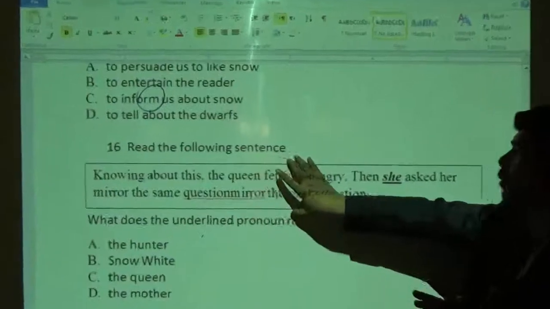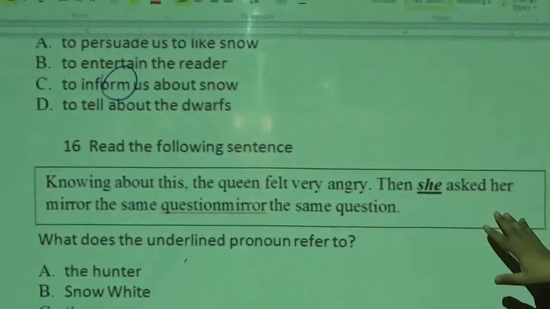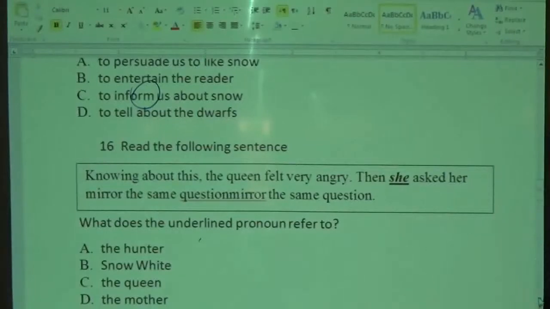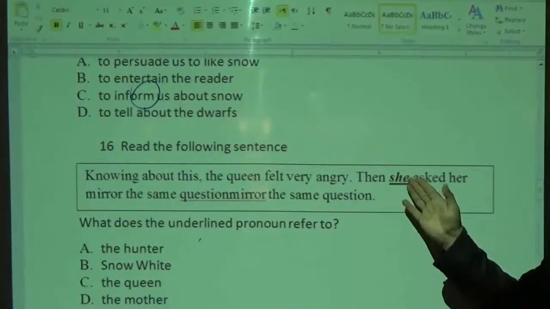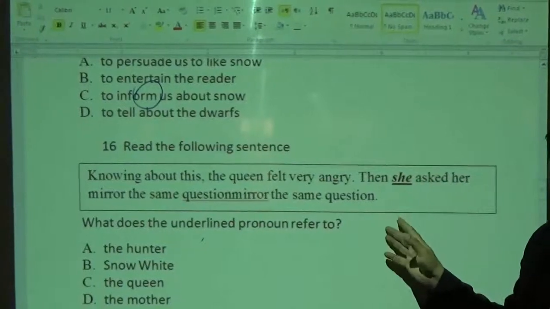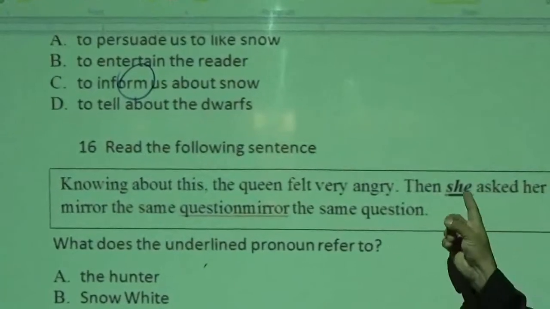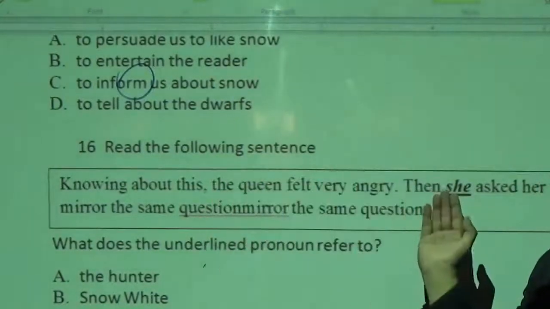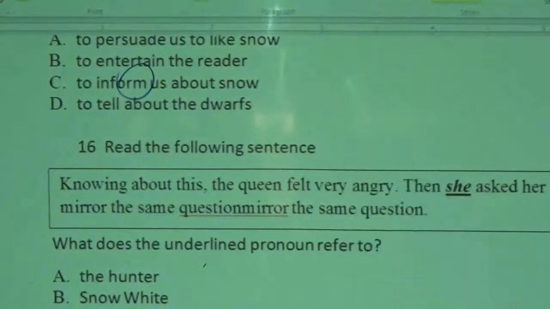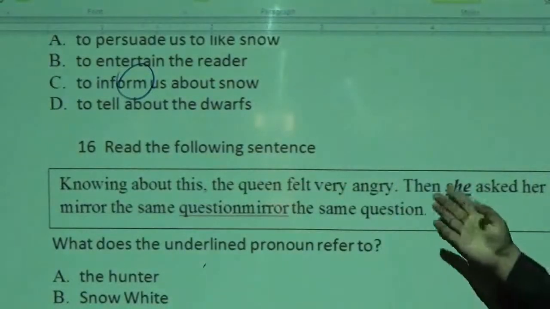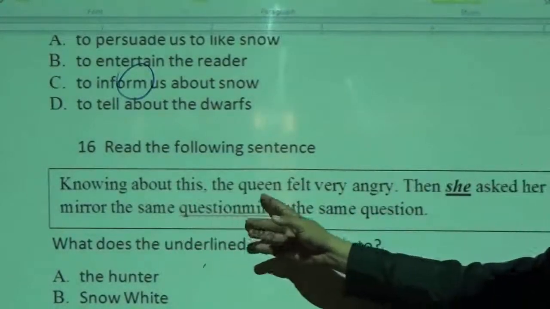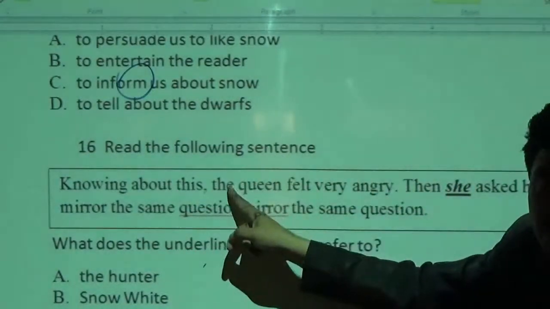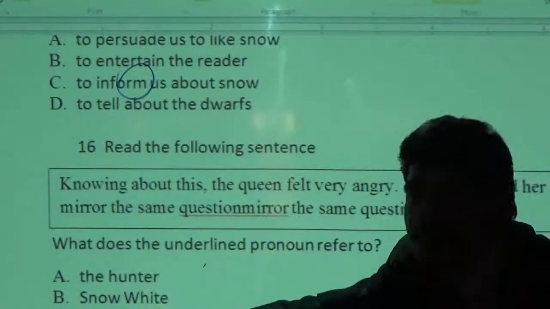I need you to look carefully at this. Here he is asking about the pronoun, the reference. What does the underlined pronoun refer to? When you find a question like this, you see that it always refers to someone or something before it. It comes before, in the previous sentence, in the sentence earlier to that. So when we have knowing about this, the queen felt very angry. Then she refers to the queen. So the answer here will be number C.